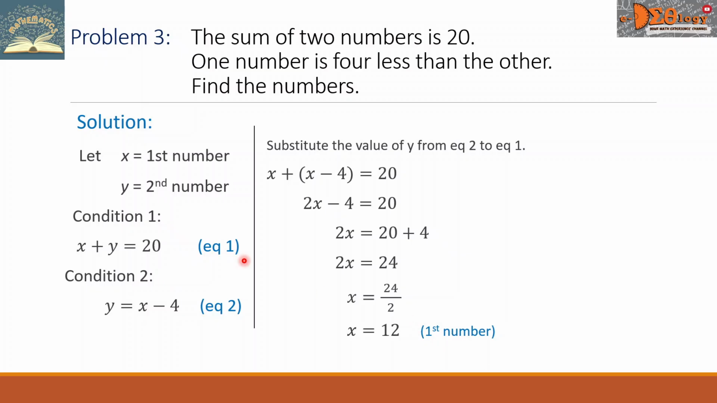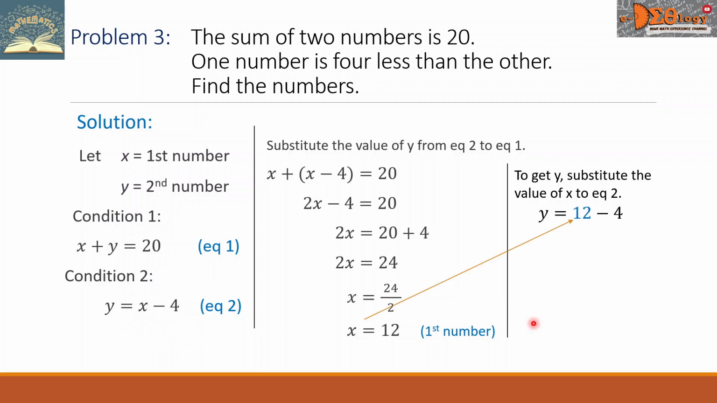Now let us solve for y. To get y, substitute the value of x to equation 2. The equation 2 says y equals x minus 4. So we have like this. For the x, we substitute by 12. Then we solve for y. That is 12 minus 4 is 8. Now this is the second number.